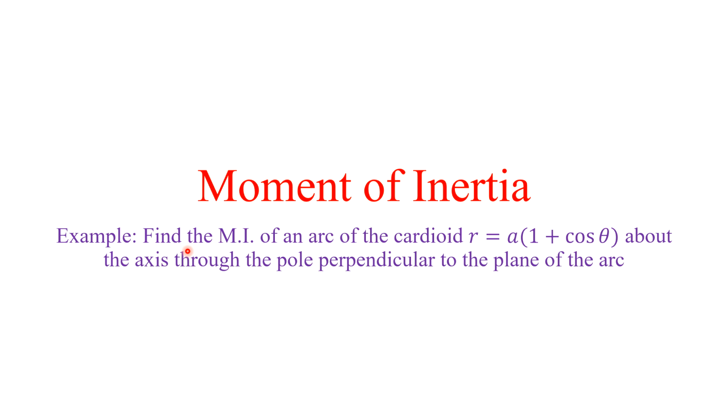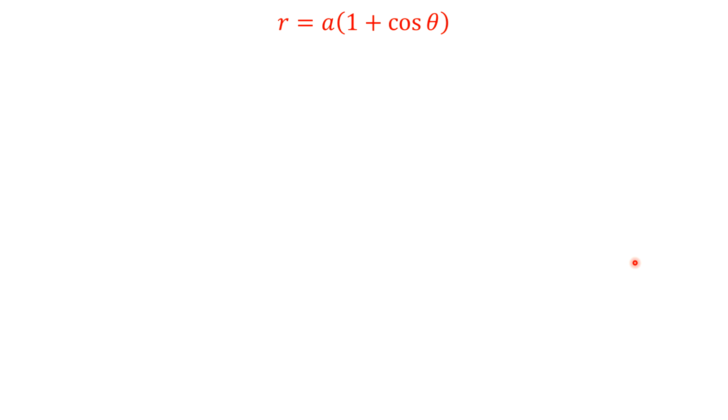First, by the direct method. Because this cardioid lies in the xy plane and we have to find the moment of inertia about the z axis, the axis which passes through the pole and is perpendicular to the plane of the arc, we can apply the perpendicular axis theorem also. So let's start with the first method, that is the direct method. The moment of inertia formula is the integration of d² dm.